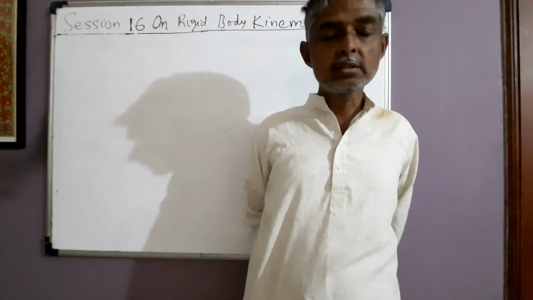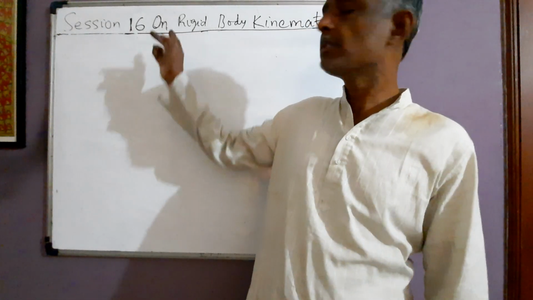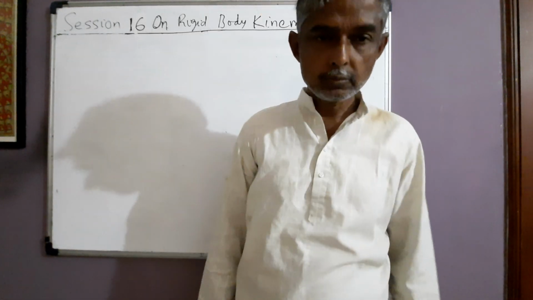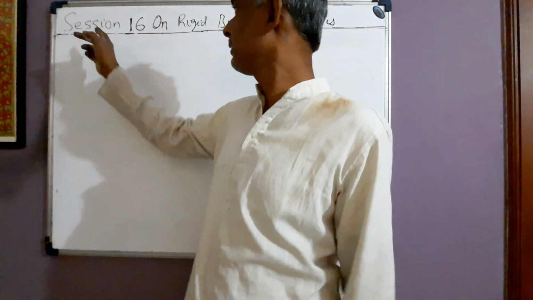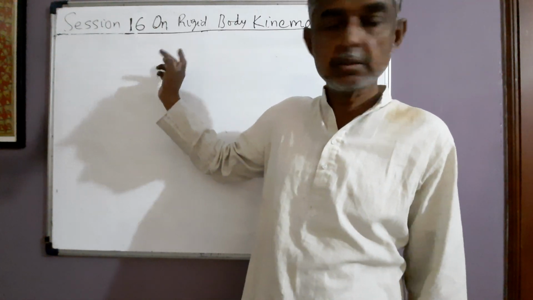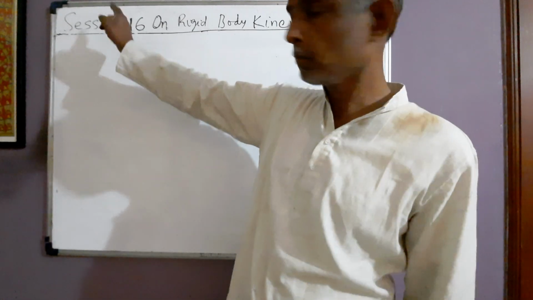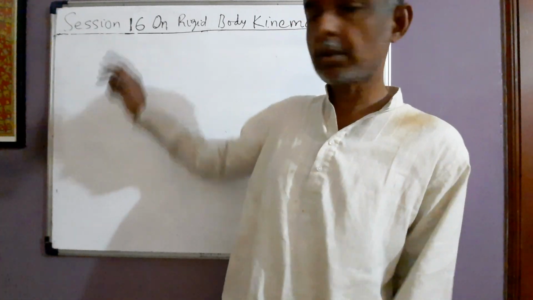So this is the 16th session on rigid body kinematics, in continuation of the 15th session. In this I'll take up the problems on rolling motion. Theory of rolling motion has been fully discussed in great detail in the 15th session on rigid body kinematics, that is in the previous video. In case you don't know the theory of this, first refer to the 15th video, then come to this 16th video. In this I'll take up examples on rolling motion.